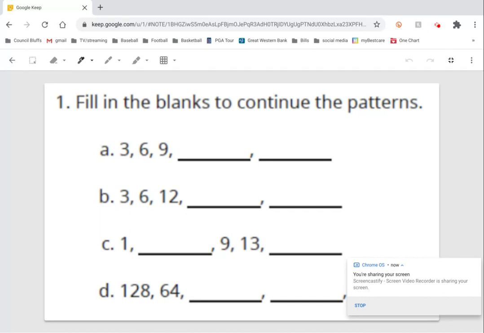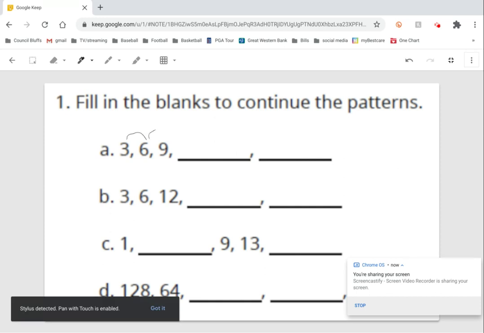Part A looks like we are going up by 3s. So the next two, this should be 12, and this should be 15.